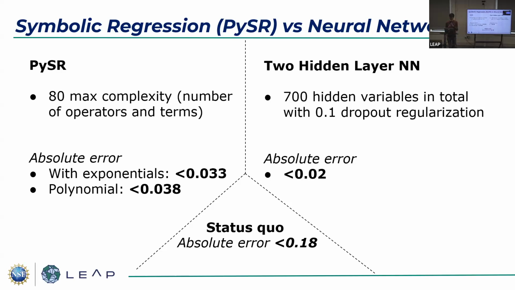Because for those of you who know exponentials, if you do a Taylor expansion of an exponential, that Taylor expansion actually converges super polynomially fast. Very, very fast, basically.